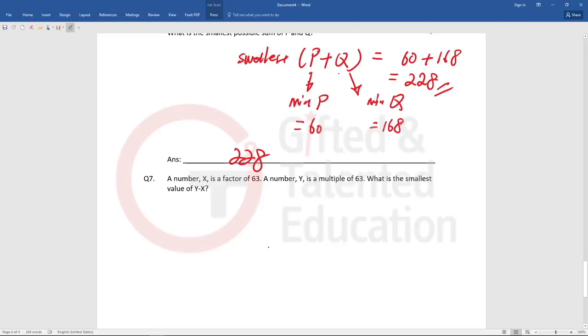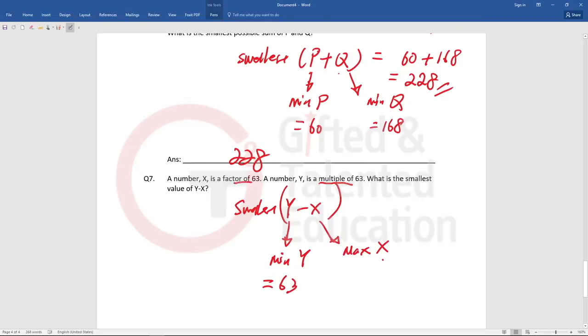Again, for question 7, we are supposed to find the smallest possible value of y minus x. Again, we can try by minimizing y, and at the same time maximizing x. So, y is a multiple of 3, and we want y to be as small as possible. So the smallest possible value of y that is at least 63 would be 63.